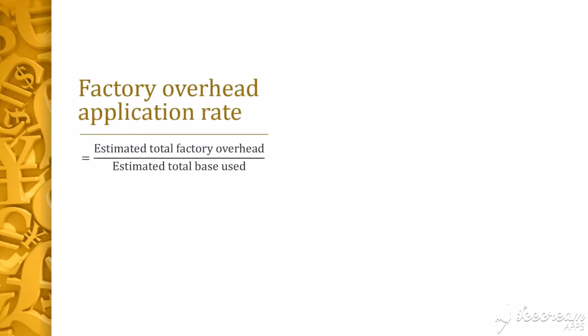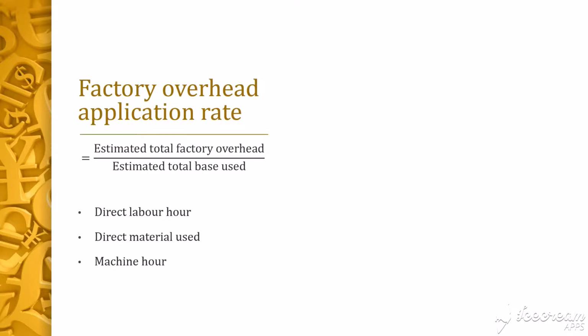When it comes to choosing a basis to apply the factory overhead, the company should choose a base that will vary closely with the overhead cost incurred. Some commonly used bases include direct labor hour, direct material use, and machine hour. If the company relies on a labor-intensive manufacturing process, it should use direct labor hour as the basis. If the company's overhead costs vary greatly with units produced, it should use direct material usage as the basis. And if the company's manufacturing process involves a lot of automation, machine hour is a suitable basis.